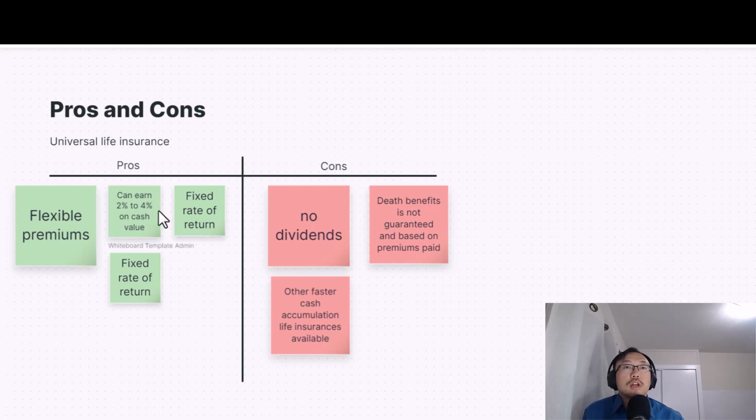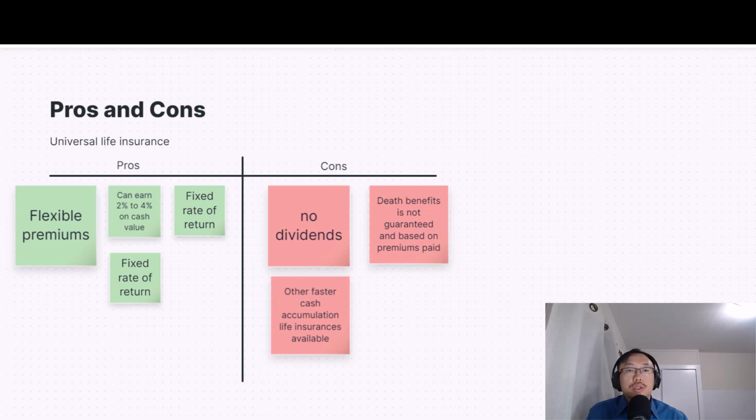And some universal life insurance also provide a minimum guaranteed interest, but you got to check with the universal life provider. And so some of the downsides of owning a universal life insurance is that there are no dividends. And another downside is that the death benefit may not be guaranteed because of the flexible premiums. Finally, the last downside is that there are other faster cash accumulation life insurance programs available that can yield higher rates of return.